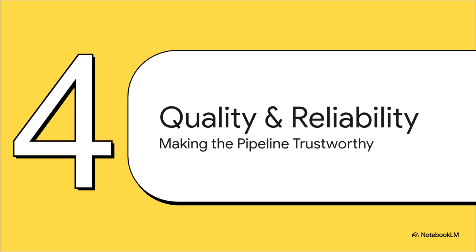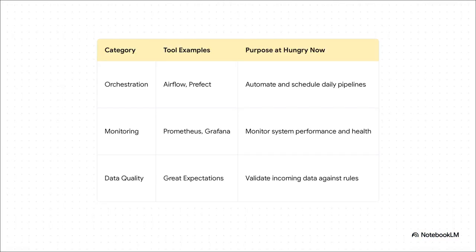So, we have our core data assembly line built. But how do we make sure it runs perfectly, automatically, every single day? And how do we stop bad data from sneaking in and breaking everything? Well, that's where these next few layers of our toolchain become absolutely crucial. This is basically the command center for the entire operation.